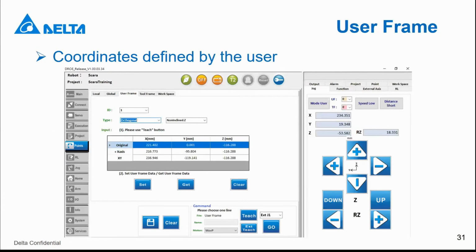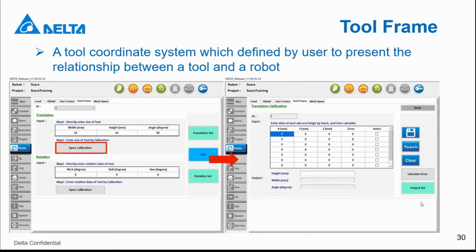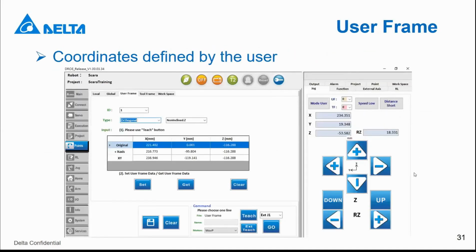And next is the user frame. Because for some applications, you need your own defined coordinate, not only the robot coordinate. So you can use this function to define a few different coordinates by yourself. So for these two functions, I will introduce the details later.